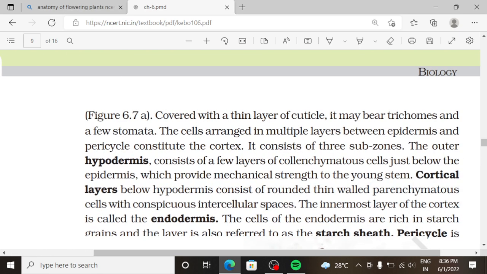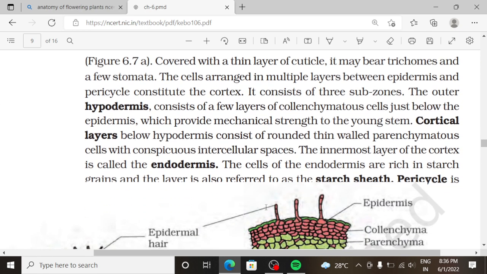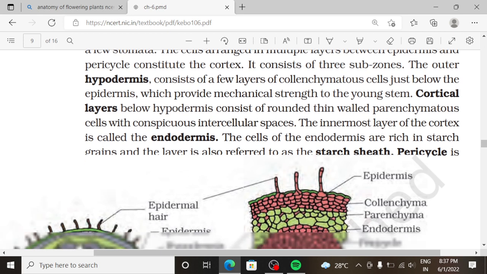Covered with a thin layer of cuticle, it may bear trichomes and a few stomata. The cells arranged in multiple layers between epidermis and pericycle constitute the cortex. It consists of 3 subzones.